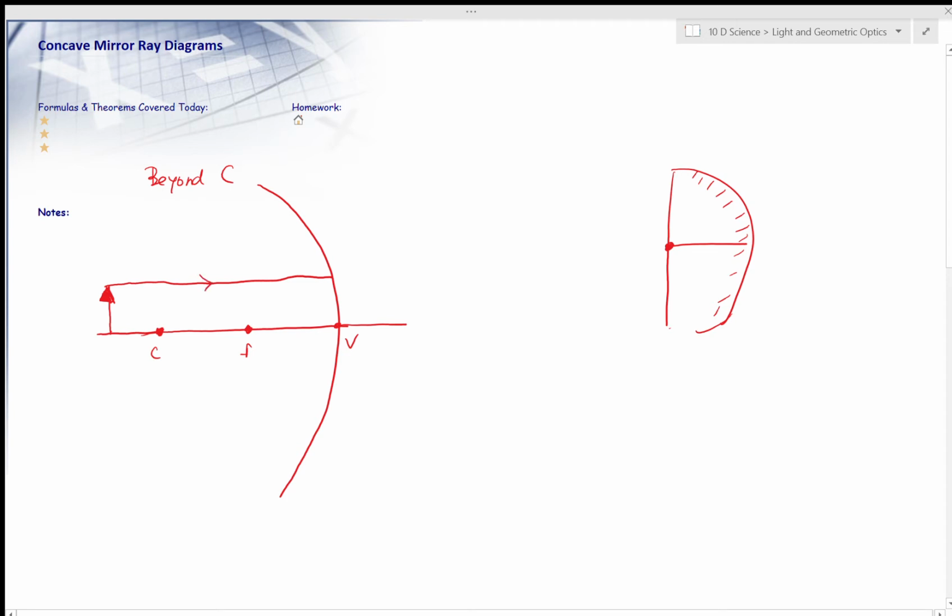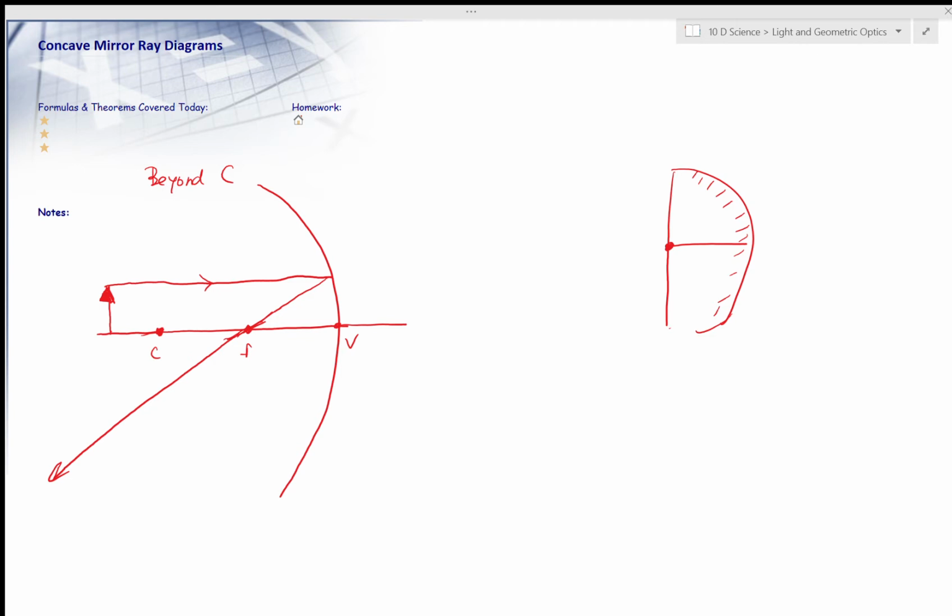When it strikes the mirror, as we saw from the previous lesson, because it's parallel with the principal axis, it will reflect so that it crosses the focal point. And of course, this will go off to infinity. Now, of course, you guys will make it look a lot nicer using a ruler, but you get the point there. So that light ray will go off into infinity.